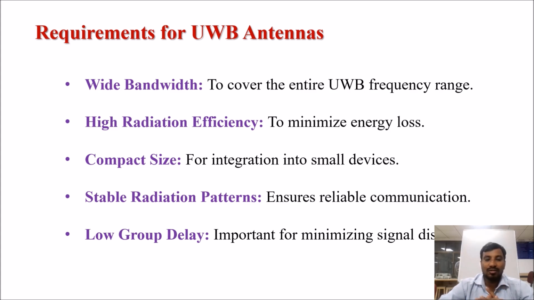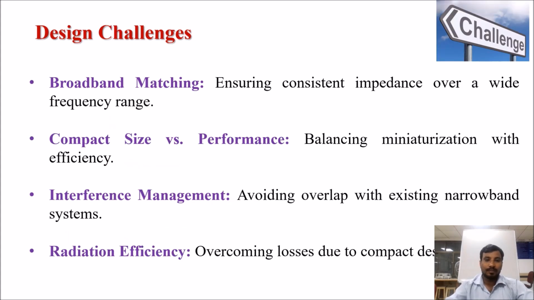And next one is stable radiation patterns that should give reliable communication based on the application, because some applications require a directional radiation pattern, some require omnidirectional, some require bidirectional. So based on the application, we should have a stable radiation pattern which can ensure reliable communication. And it also should have low group delay, because we need to minimize the signal distortion. Now, what are the design challenges we are going to face?